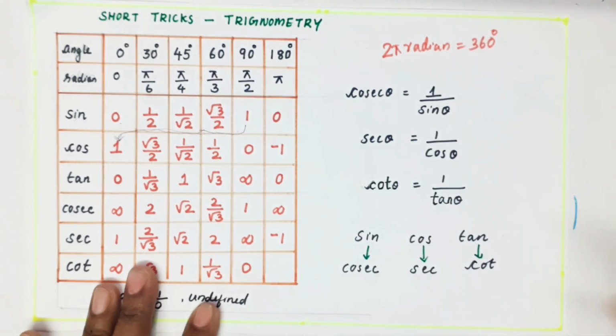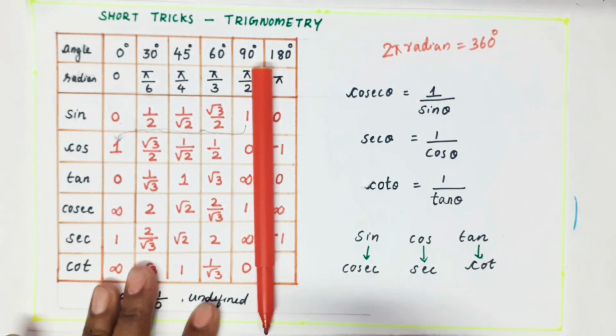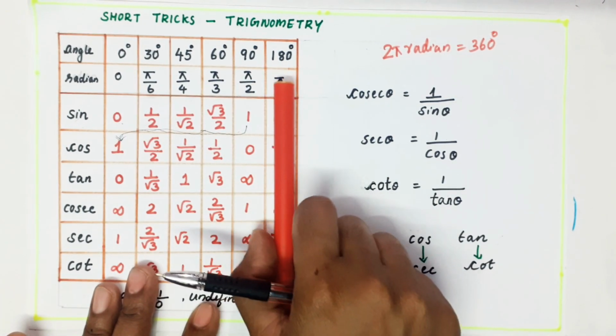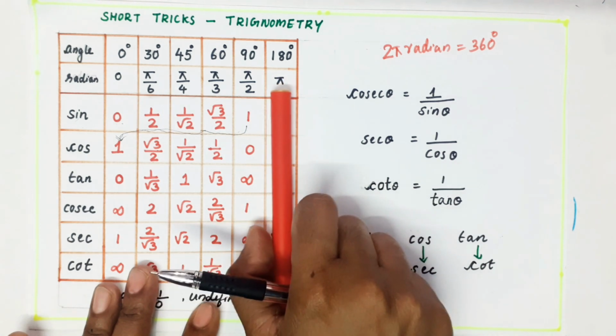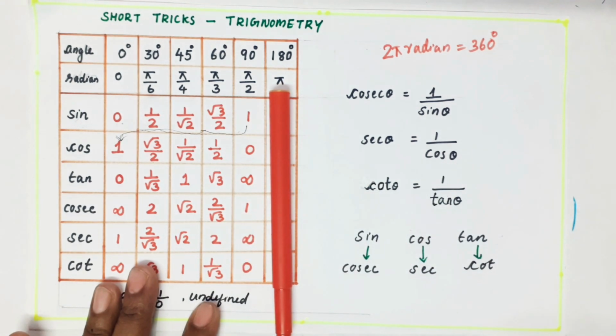This part. Okay, you first check only this part. Easy method I am telling to remember. So I learn only the first 5 values only: 0, 1 by 2, 1 by root 2, root 3 by 2. Second column, what I did is I just reverse the value.